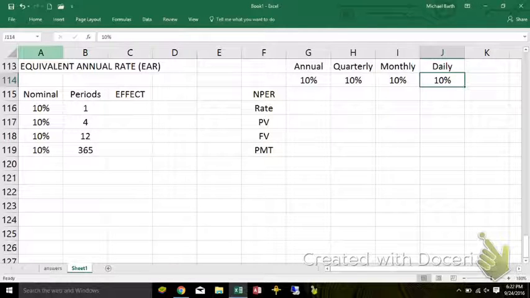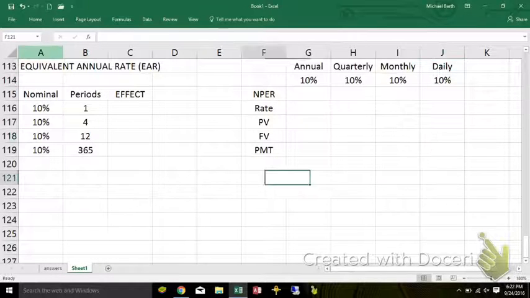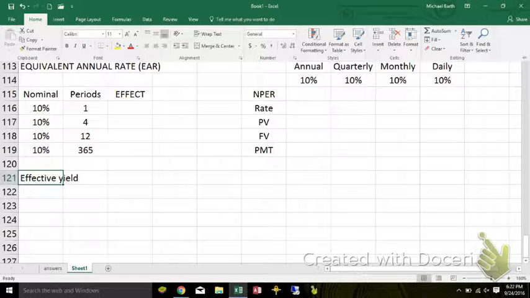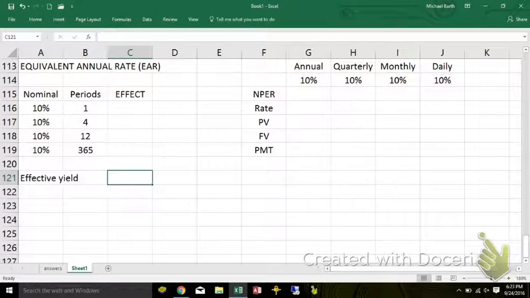Alright, in this problem I'm going to demonstrate the equivalent annual rate calculation, or the effective rate. This goes by a bunch of different names that you see out in the real world. Effective yield is the one I see most often in the business press, or in things like bankrate.com calculations. So effective yield, effective annual yield, equivalent annual rate, equivalent annual yield. It goes by a bunch of different names, but let's demonstrate first.